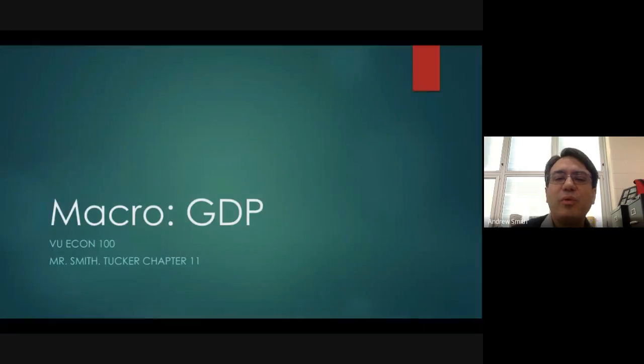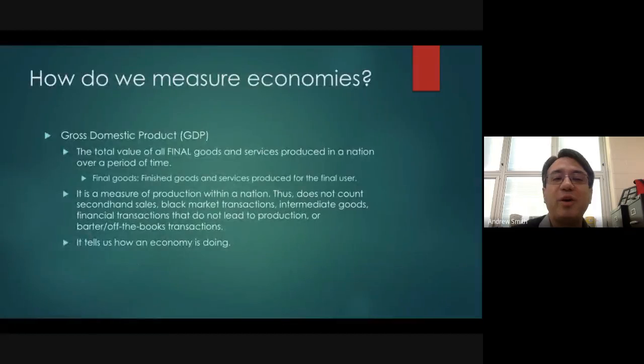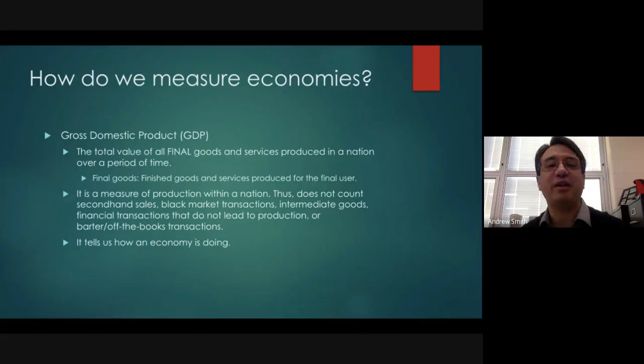So what we're going to be looking at today is the gross domestic product, which is, again, just a measure of how we see the size of the economy, how we measure the size of the economy. So the GDP is simply the total value of all final goods and services produced in a nation by the land, labor, and capital of that country over a period of time. So essentially, the total value of all final goods and services produced within the borders of a country by that country's land, labor, and capital.